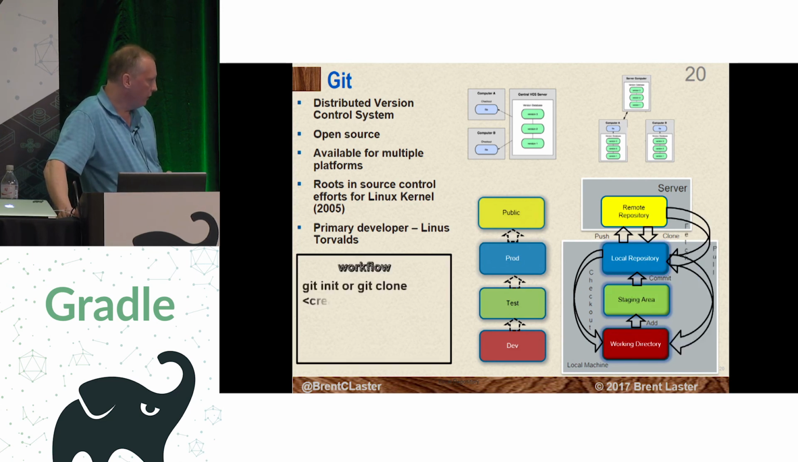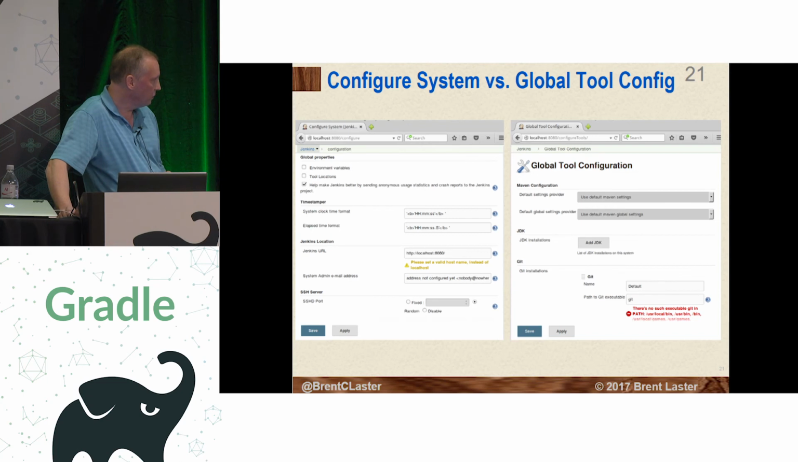Typical workflow: git clone the repository down, add things in there to stage them, commit, and then push out to the remote side.